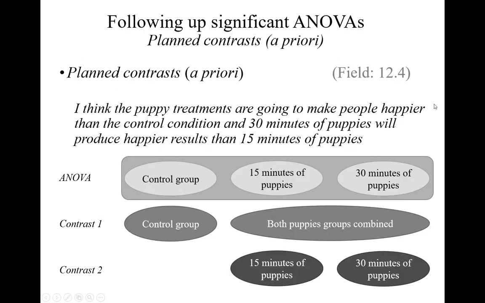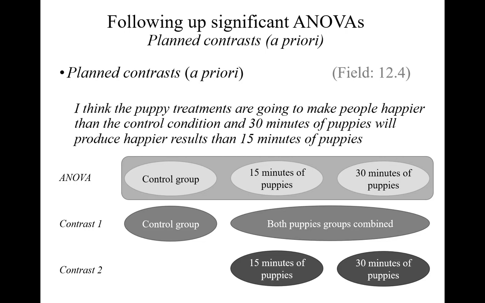Alright, so let's try to make this a little more concrete. At the moment it's all theoretical and up in the air, and I'm sure it's a little confusing. So let's go back to the statement that the researcher made about the puppy treatment. I think the puppy treatments are going to make people happier than the control condition. That's going to be contrast number 1. And secondly, 30 minutes of puppies will produce happier results than 15 minutes of puppies. That's our second contrast.